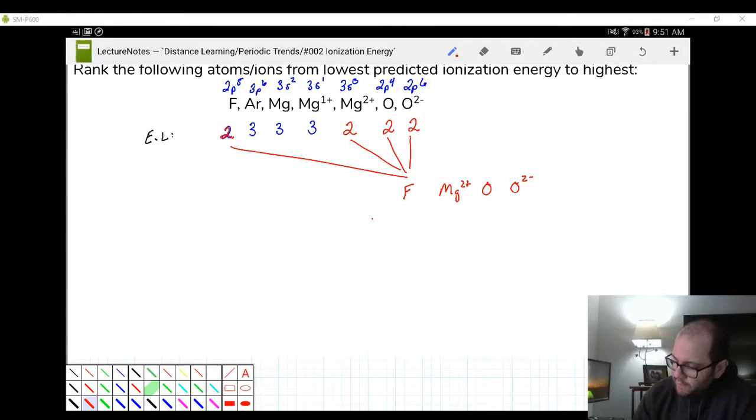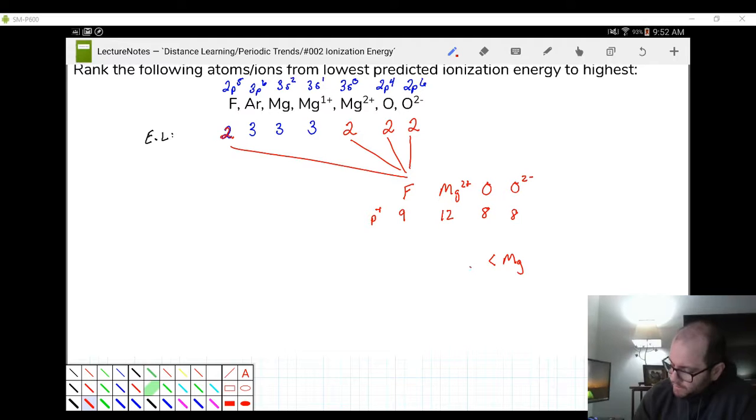After the energy levels, we know that the next most important thing is the number of protons. So again, looking back at our periodic table, we know that fluorine has 9, magnesium has 12, oxygen has 8, and oxygen 2- also has 8 protons. From this, I see that magnesium 2+ has the most protons out of the 4. It's going to have the highest attractive force, meaning that magnesium 2+ is going to have to be at the very highest end of my ionization energy ranking here.